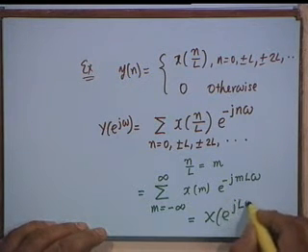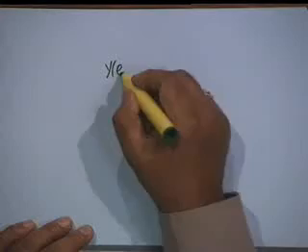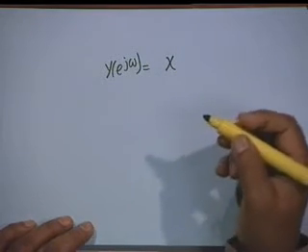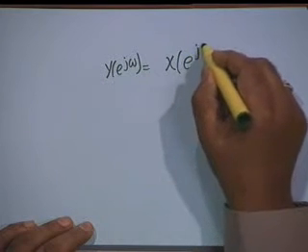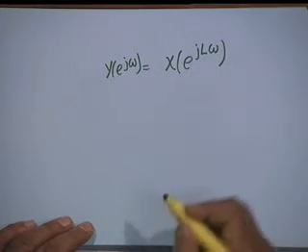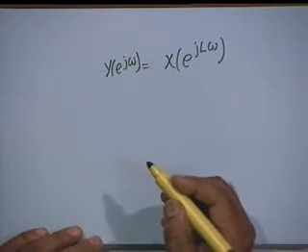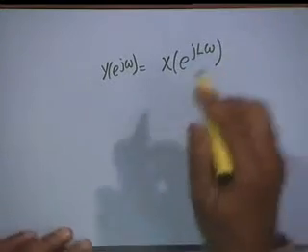E to the j L times omega, and therefore we have shown that for an upsampler the spectrum Y of e to the j omega is related to the original input sequence by this relationship, e to the j L omega. As an example, a picture is worth 1000 words. Let us draw the picture.